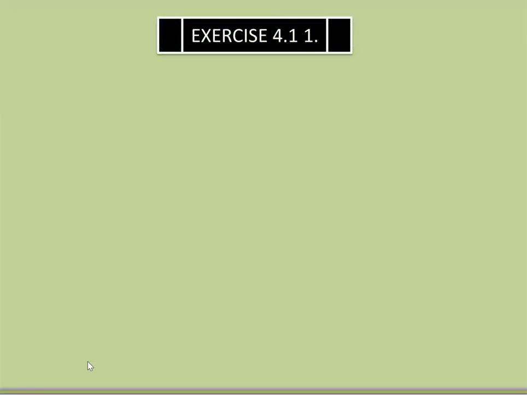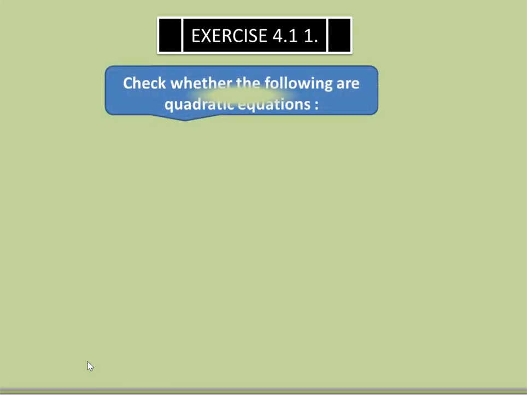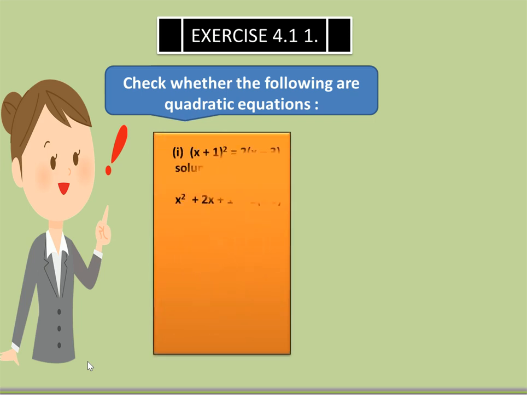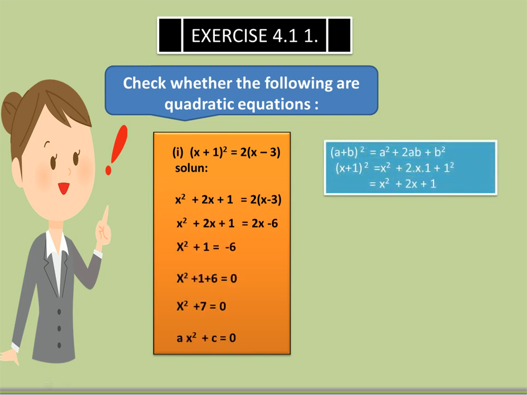Okay, next we are going to study exercise. Here we have to check whether the followings are quadratic equations or not. We have to check whether the degree of the polynomial after simplification is 2 or not. That's it. Okay, now what is the problem he is given here? X plus 1 whole square is equal to 2 into x minus 3. Okay, now see here, first simplify this one.